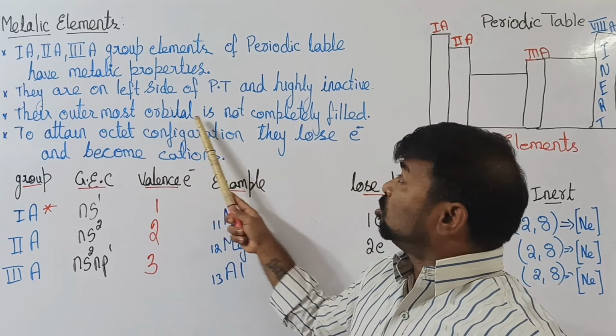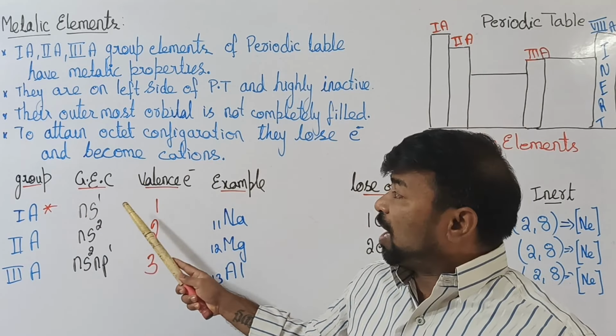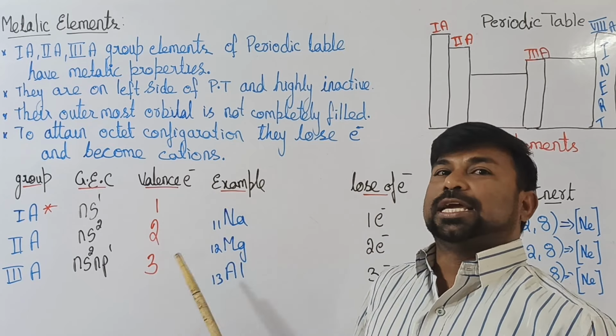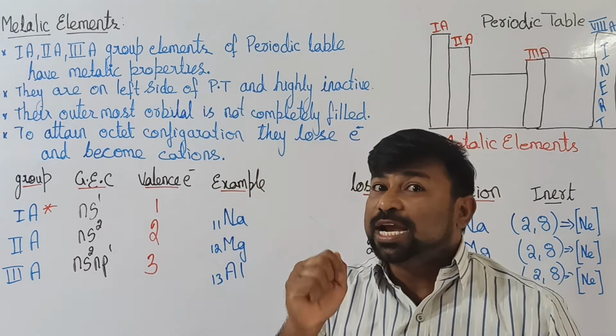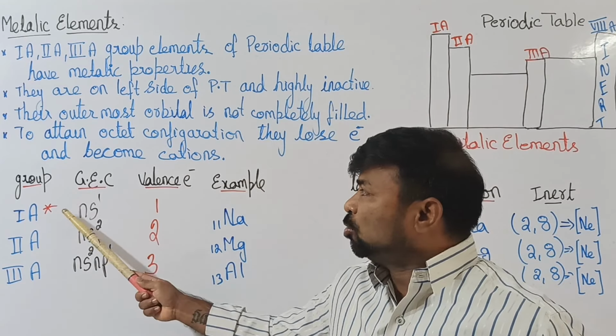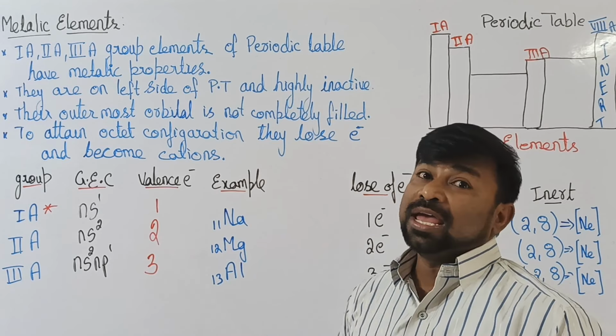Their outermost orbital is not completely filled. To attain stability, to make an octet configuration in the outermost orbital, they are ready to lose electrons. 1A group elements are ready to lose 1 electron, second A 2, and third A 3.